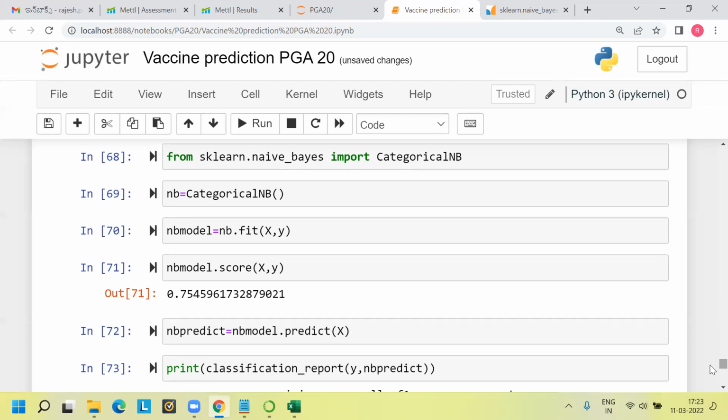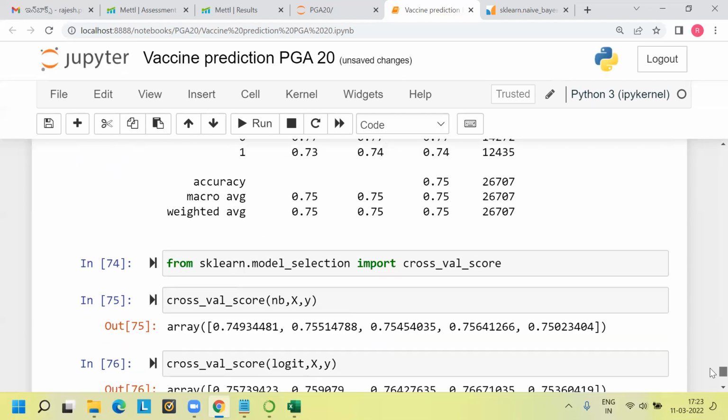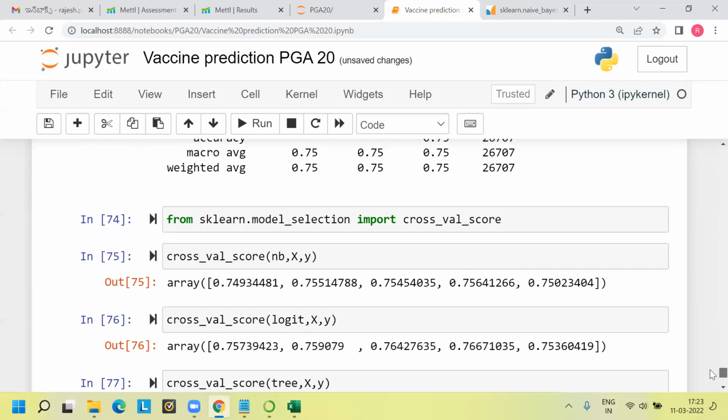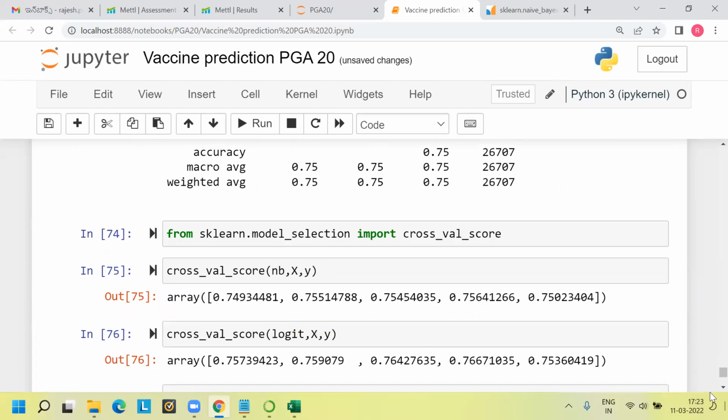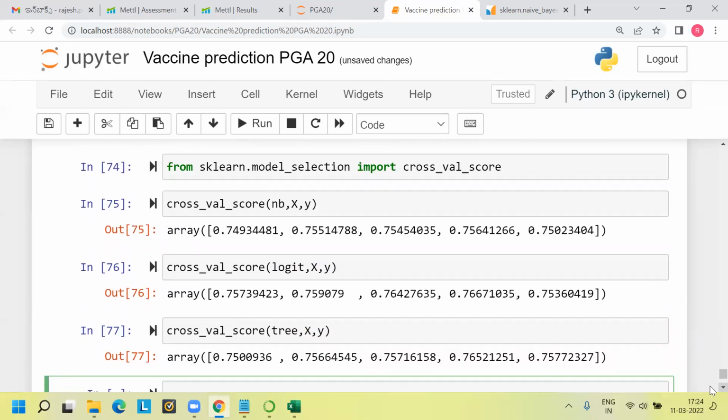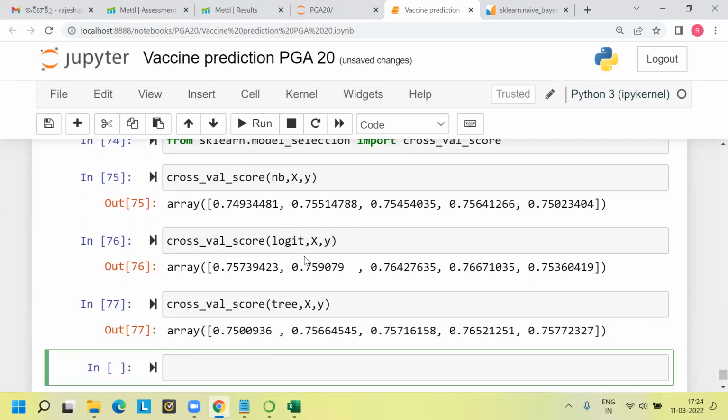If you want to do that one, I will show you how to do it. All of you have done it with the neighbors. Then you can do cross validation or repeated testing of the model, five times it will test the model, NB, logistic, and tree.